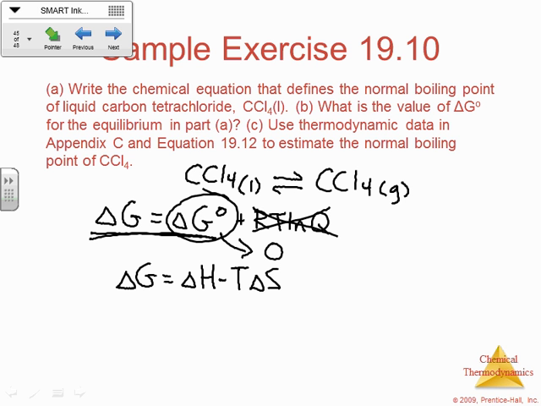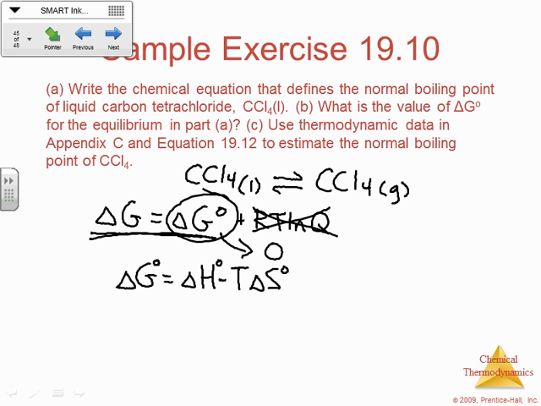But there's another key piece of information here. The only thing we can look up in the back of the book is the delta H0, delta H at standard conditions, and the delta S at standard conditions. So this delta G would be at standard conditions. That's okay here because our delta G's are equal to one another at this point. All right? What is our delta G here? It's 0, right? At equilibrium, at the normal boiling point, it's 0.